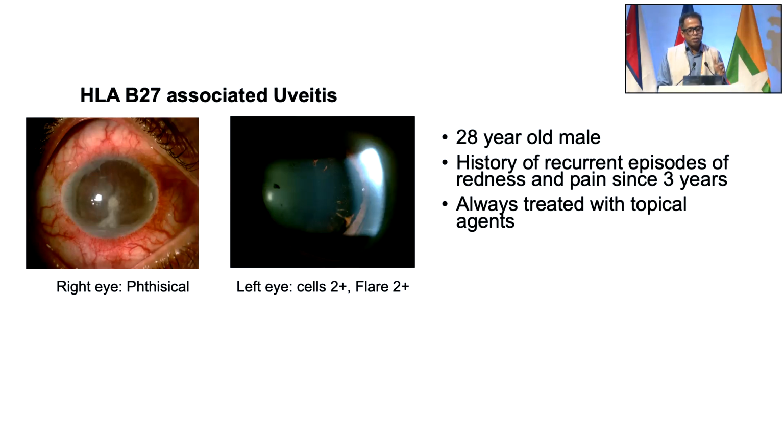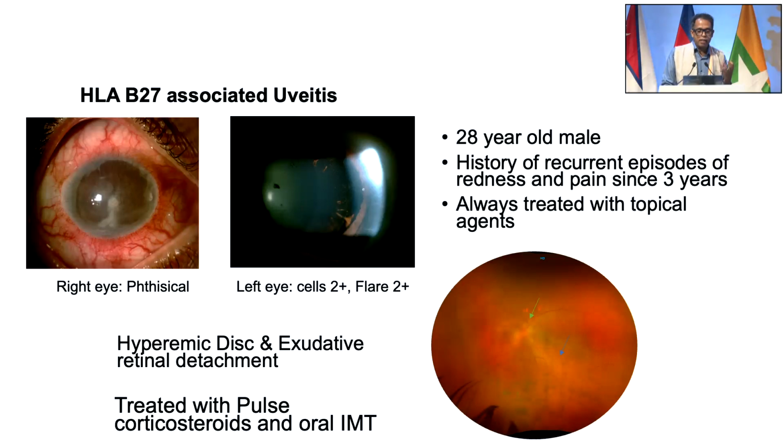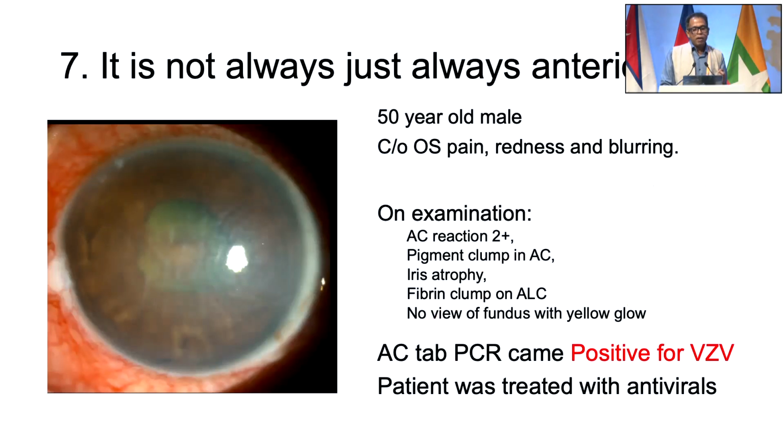HLA-B27 uveitis, you see, sometimes can present with severe redness, irritation, vitritis, and can present like panophthalmitis or endogenous endophthalmitis, but these are the cases you need to understand. This is basically an anterior uveitic entity. Now, it's not always just anterior. You see, this patient was treated mainly as an anterior uveitis.